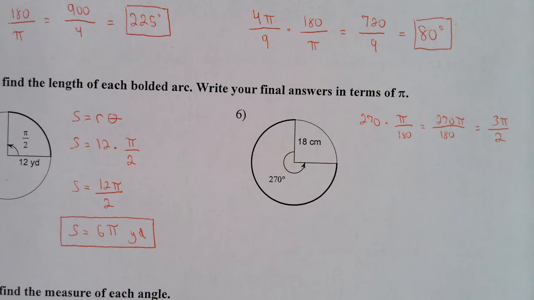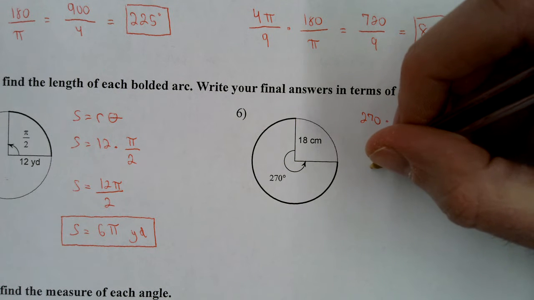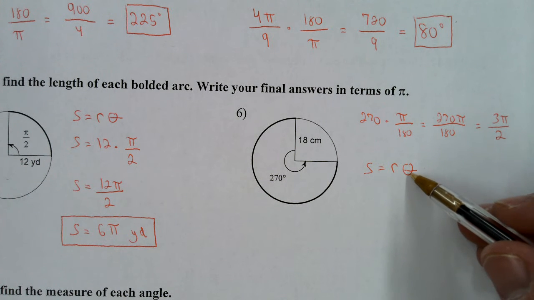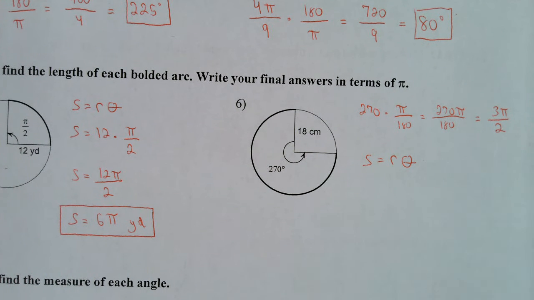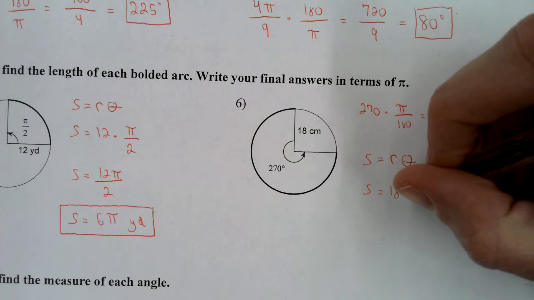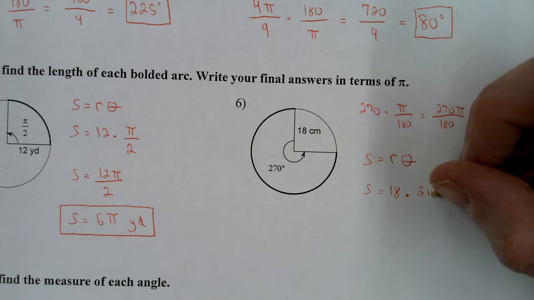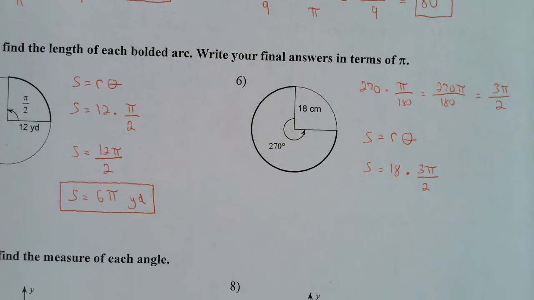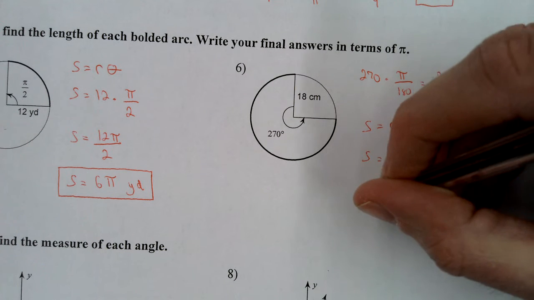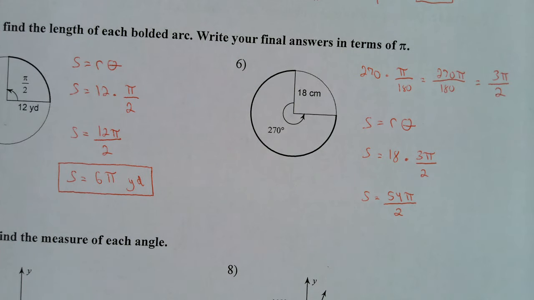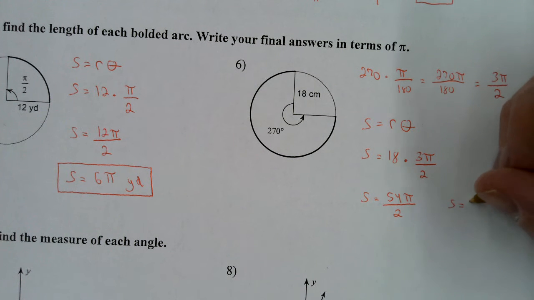Now we're going to do just like we did in number 5. The arc length s equals the radius r times the angle in radians, theta. So s equals 18 times 3 pi over 2. So 54 pi over 2. So 27 pi centimeters.